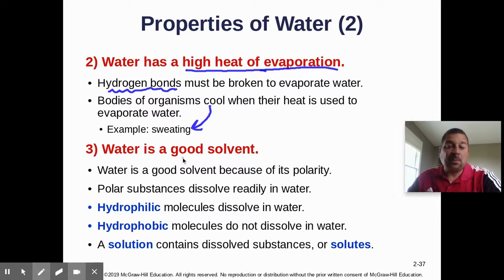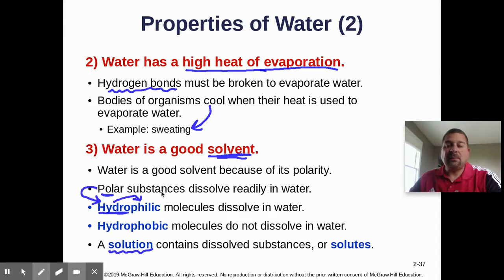Because water is polar, it's a good solvent. Remember, solvent goes back to this whole idea of a solution where you have a solvent and a solute. Especially if you've got hydrophilic, which means water-loving. Polar substances tend to be hydrophilic. Polar likes polar. So things like salts.